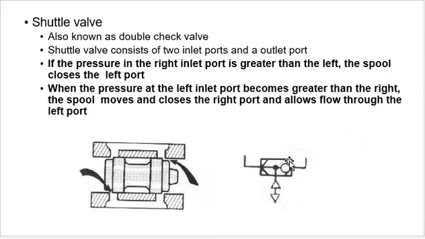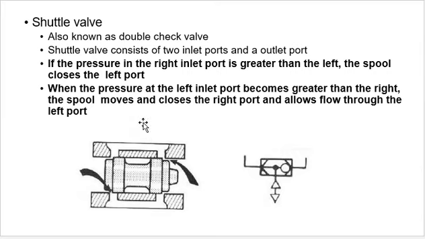Then another valve, again another type of direction control valve, is the shuttle valve, or you can say it is a double check valve. The shuttle valve consists of two inlet ports and one outlet port. You can see here the two inlets are from this side and from this side, and one outlet is from this side. Here also you can see this is one inlet, this is another inlet, and this is the outlet of this particular valve.